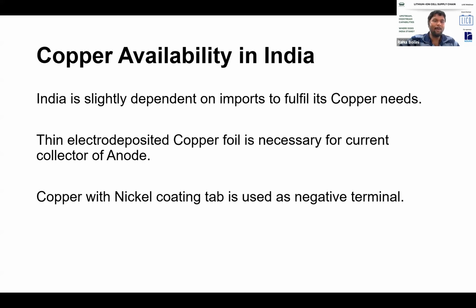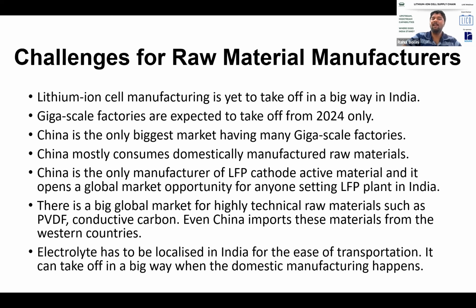So coming back to the challenges, lithium-ion cell manufacturing, as you are aware, is yet to take off in a big way. And nobody is really coming in 23 in a big way. Giga is not, maybe mega plants are planned. Giga, you can only see from 24 onwards. 3-4 big companies are planning in a big way.